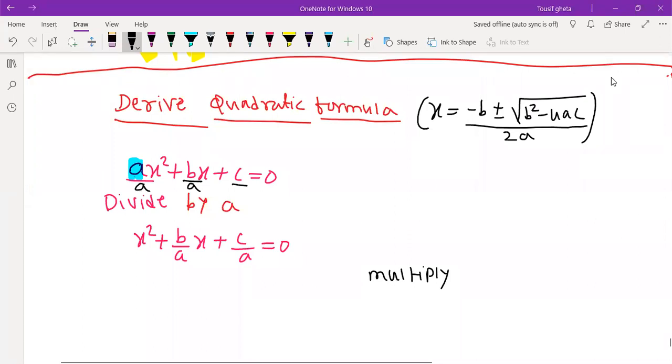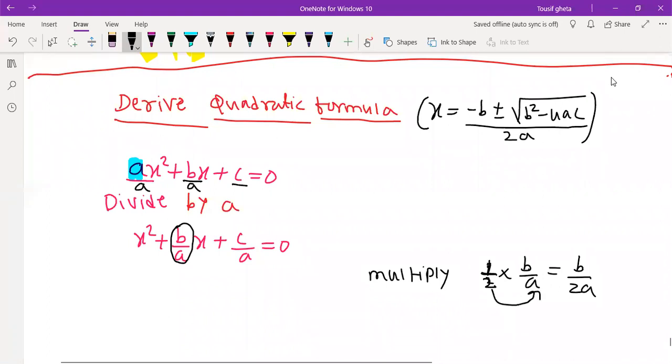Multiply coefficient of x with 1 by 2. So the coefficient of x is b by a. We should multiply that b by a with 1 by 2. This is the second step. So if you multiply, we'll get 1 into b, and 2 into a will get 2a.